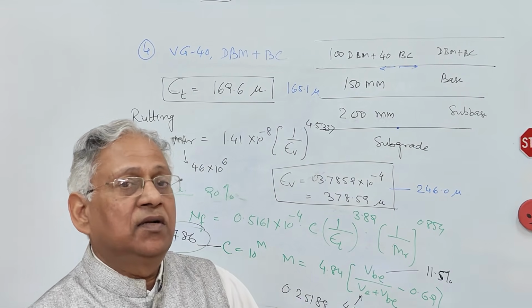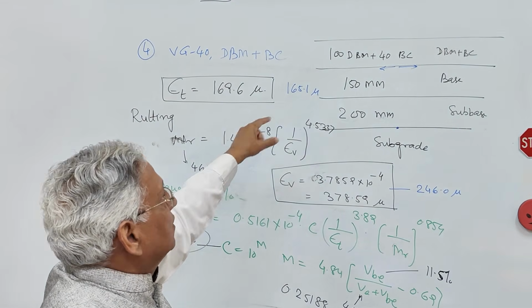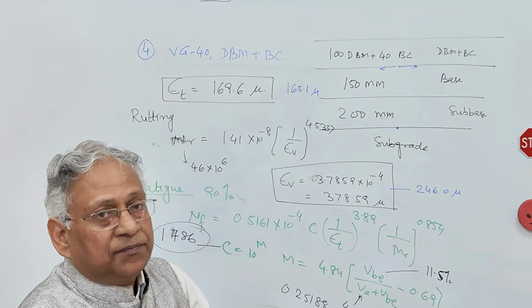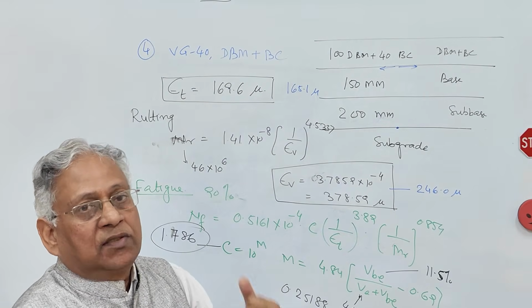Now if by chance your design is not safe, if it fails in tensile strain here, then increase the thickness of the bituminous layer. If it fails in the rutting, increase thickness of base or subbase.